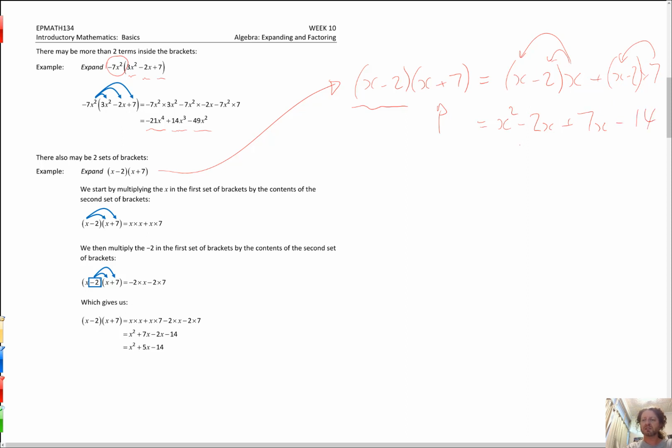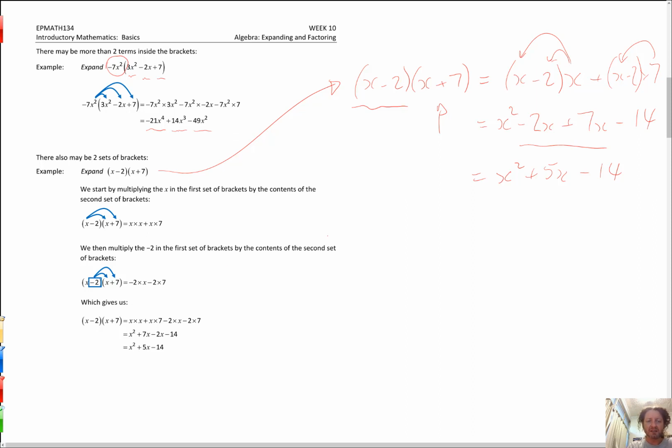And then you can see there's two like terms in the middle, so I've got myself an x squared minus 2x plus 7x, well 2 backwards and 7 forwards, that's 5 forwards. That's a plus 5x and a minus 14. Now, as I said, that was a slow way to do it, but I just did that the way we did the others. What's the faster way?